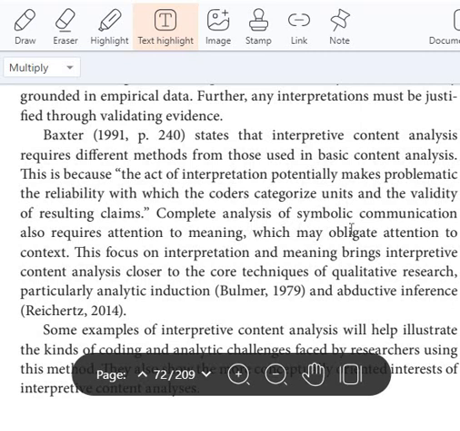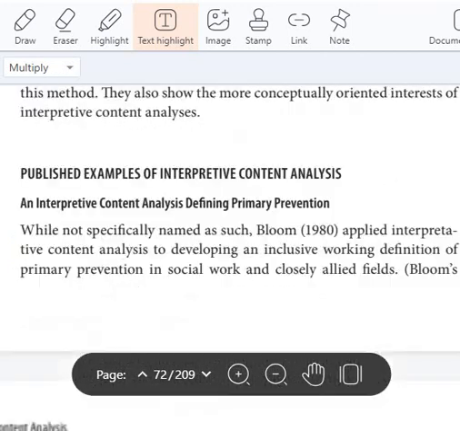Interpretive content analysis requires knowledge, experience of the author, and good culture, actually. Complete analysis of symbolic content, we're talking about symbolism here. You need to decode those symbols. It requires attention to meaning, which may obligate attention to context, as we said, it is important here. This focus on interpretation and meaning brings interpretive content analysis closer to the core techniques of qualitative research, particularly analytic induction and abductive inference. Okay, we will study some examples on the interpretive content analysis.